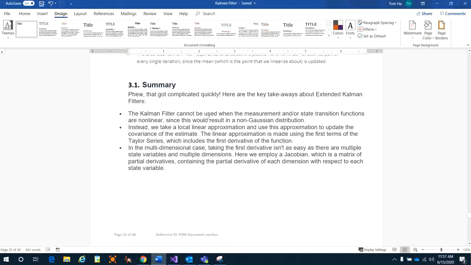In summary, the Kalman filter cannot be used when the measurement or the state transition function is non-linear, right? Remember that, because this would result in a non-Gaussian distribution, right? And we take the linear approximation, and use this approximation to update the covariance of this estimate, right? This linear approximation uses the first two terms of the Taylor series, right?